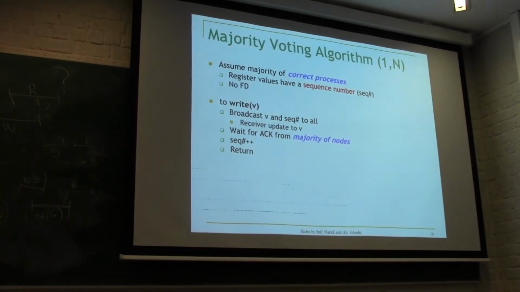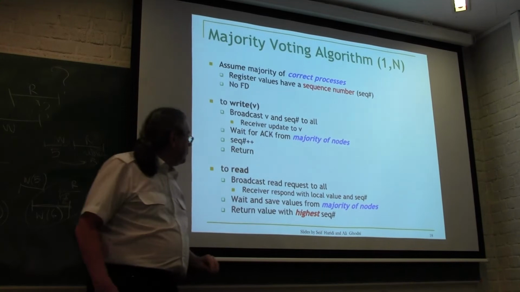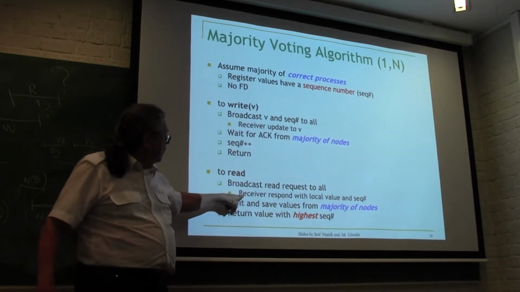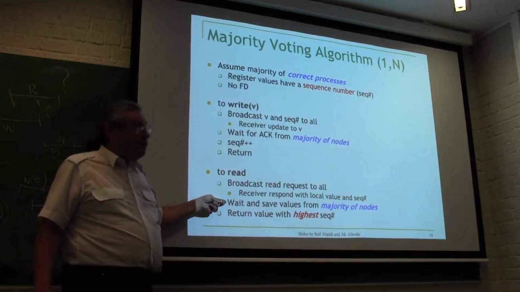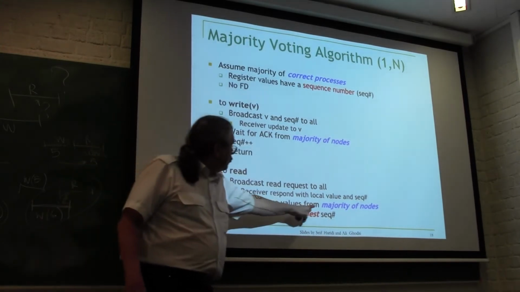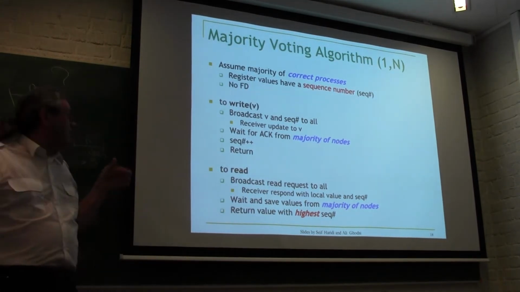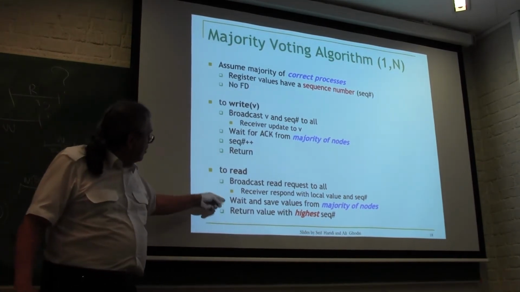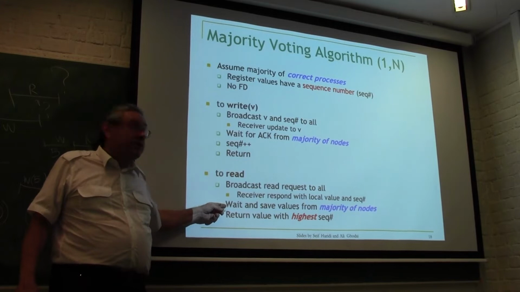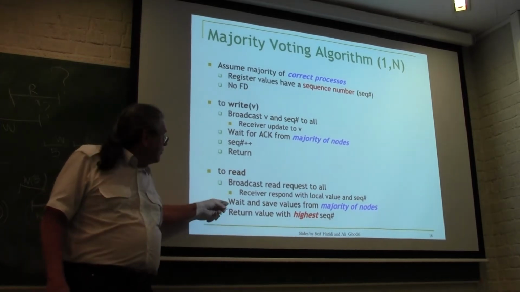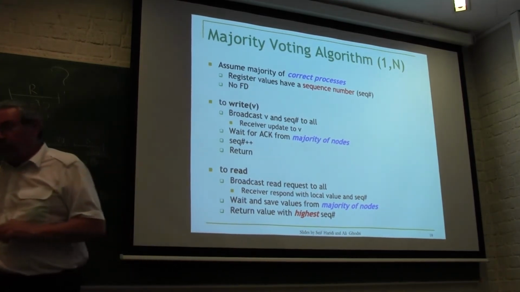And the read is like this. Again, you broadcast a read request to everybody. Each receiver returns a pair of the local value and the sequence number. You wait and you get the values, but you only have to wait till you get a number of messages equal to a majority. Any other messages, you just ignore them. So if you have 9 nodes, you will send to 9, but you will only wait for 5 return messages. That's reasonable, because if 4 nodes fail, it still works, right? And then you return the value with the highest sequence number, and that's it.